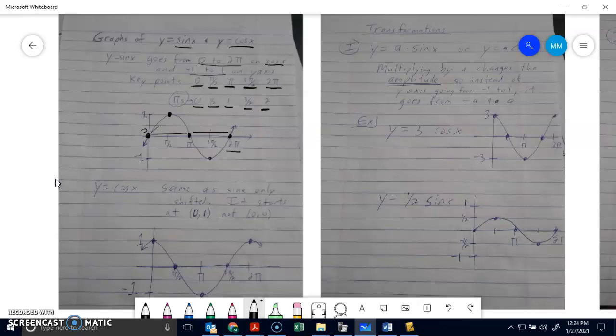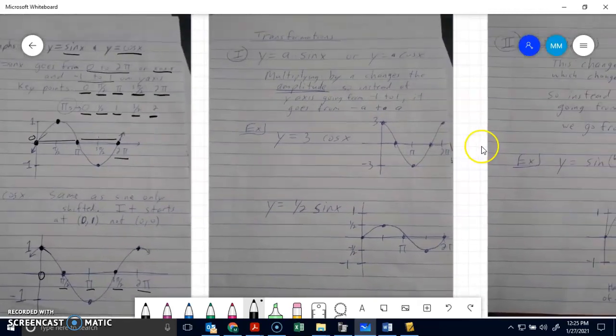Cosine does the same thing. It has the same key points: 0, half of pi, 1 pi, 3/2 of pi, 2 pi. It just starts at 1 and then hits 0, -1, 0, 1. Instead of starting at 0 and going up, down, up, it starts at 1, it goes down, and then comes back up again. It has the same period, it has the same key points.